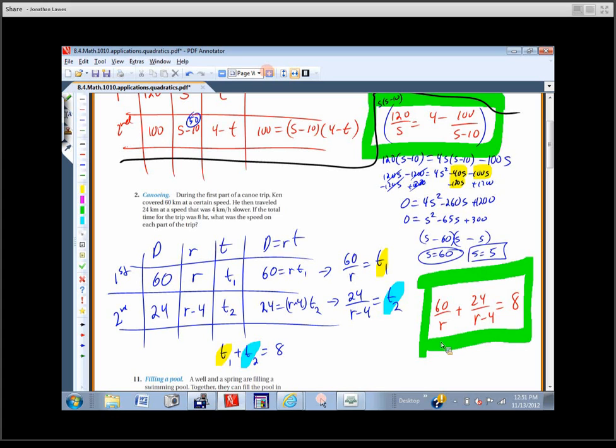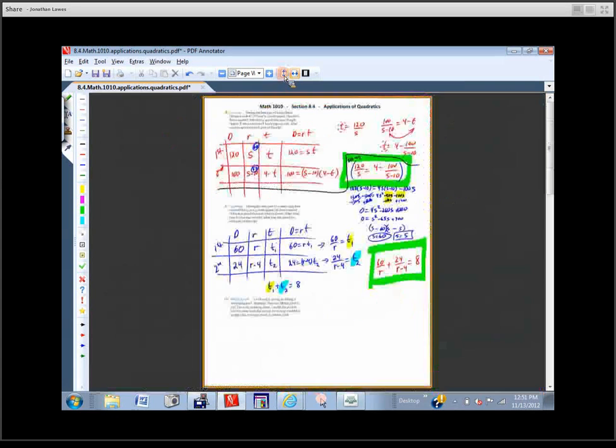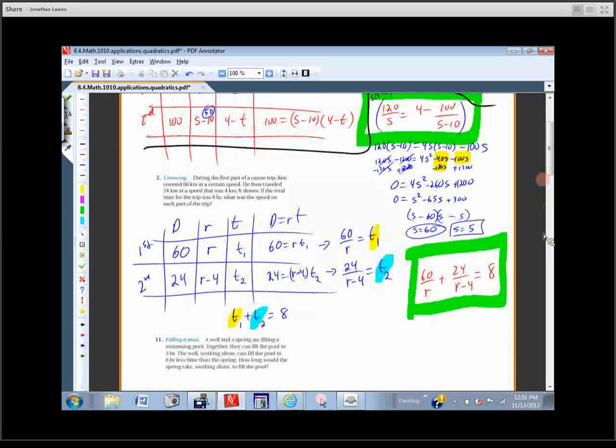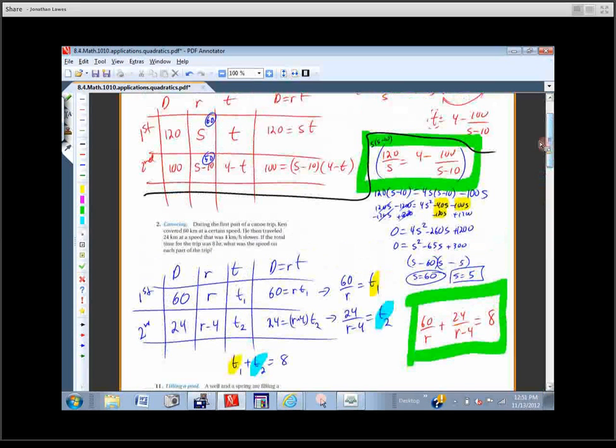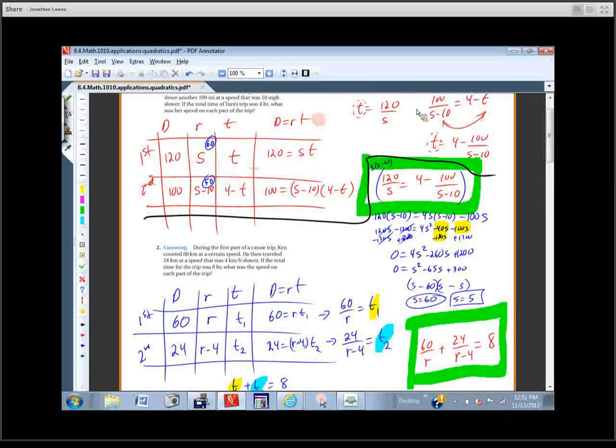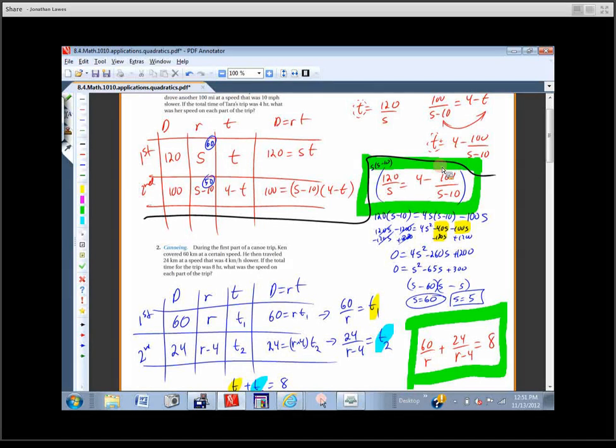Okay, and I'm going to make this smaller so we can see the whole thing. Okay, this is how much work it took to make that equation. This is how much work it took to make that equation. So does it look like it's about the same amount of work?